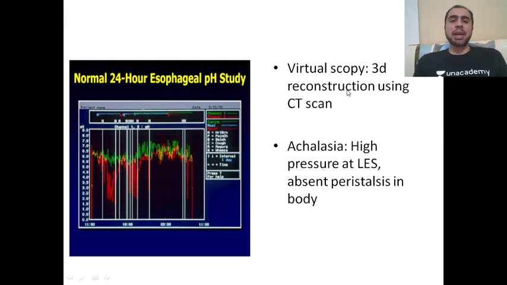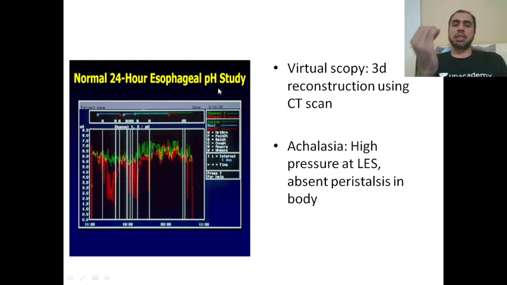A 24-hour pH study, which some of you answered, looks like this. Again, a catheter is put from the nose into the esophagus, but whenever the person feels reflux symptoms, he presses a button and the acid levels in the esophagus are marked. If you see pH and the chart of acidity in the esophagus, it is a 24-hour pH study, which is the investigation of choice or gold standard for GERD. Esophageal manometry is the gold standard for motility disorders like achalasia.